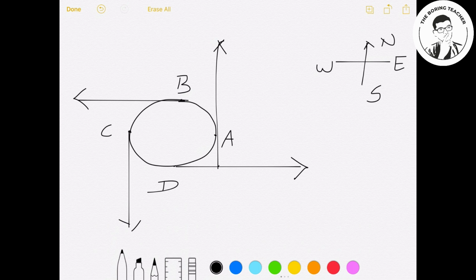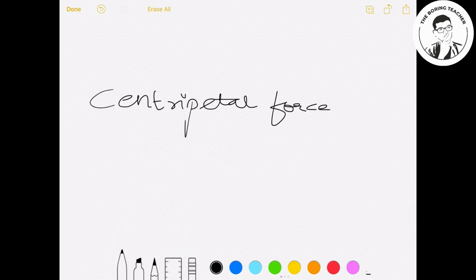Now, what is the basic difference between uniform circular motion and uniform linear motion? Well, I have already said that in a uniform linear motion, there is no change in the direction. That means the velocity is not changing and hence there will be zero acceleration. But in case of a uniform circular motion, the velocity changes at each and every point of time and hence the acceleration also changes. This is the basic difference.